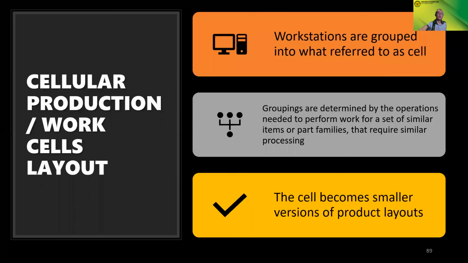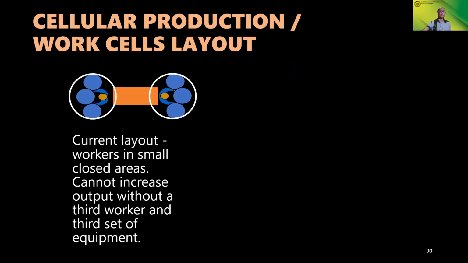The fourth type of layout is cellular production or work cells layout. Cellular production is a type of layout in which workstations are grouped into what is referred to as a cell. Groupings are determined by the operations needed to perform work for a set of similar items or part families that require similar processing. The cells become in effect miniature versions of product layout. The cells may have no conveyorized movement of parts between machines or may have a flow line connected by a conveyor. All parts follow the same route, although minor variations are possible. These are examples of work cells layout.